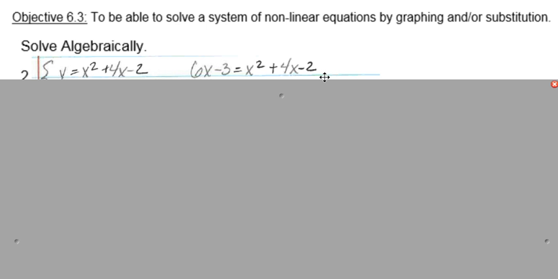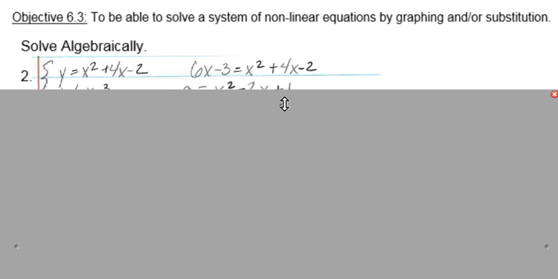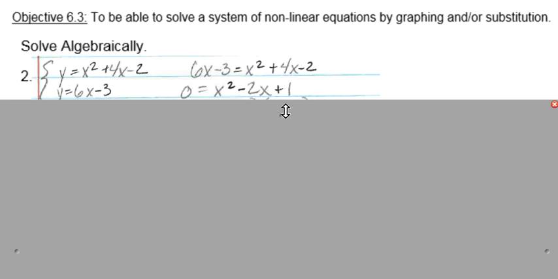We know when we're solving quadratics, they have to equal 0. In order to do that, we need to move our pieces on the left to the right. So I could subtract the 6x, I could add the 3, therefore creating the 0 that I needed.